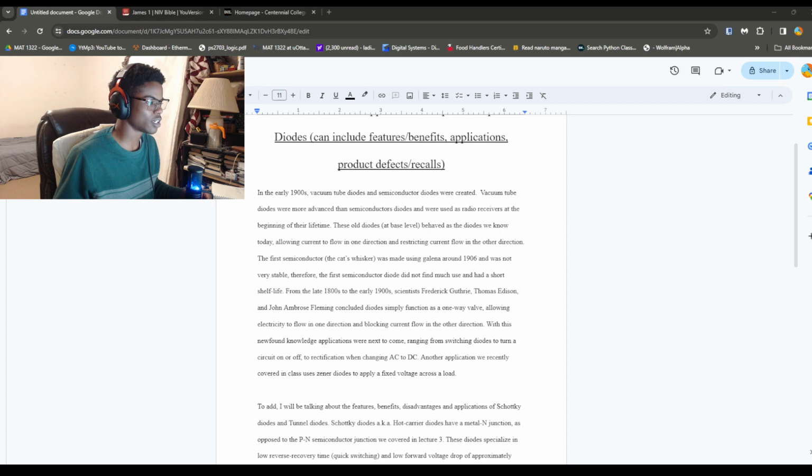The first semiconductor, the cat's whisker, was made using galena around 1906 and was not very stable. Therefore, the first semiconductor diode did not find much use and had a short shelf life.